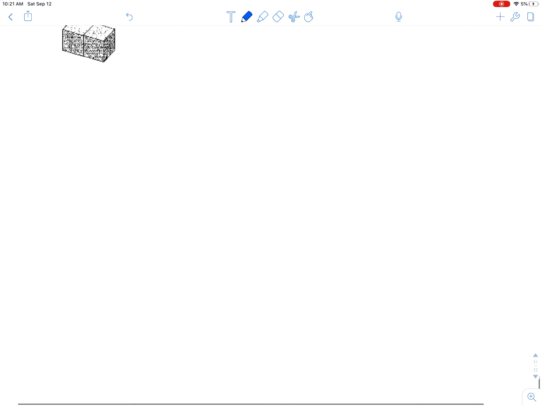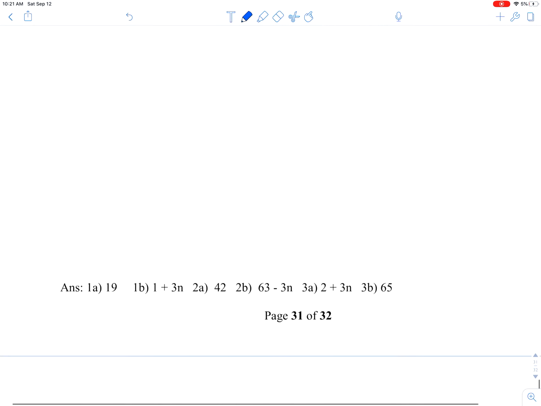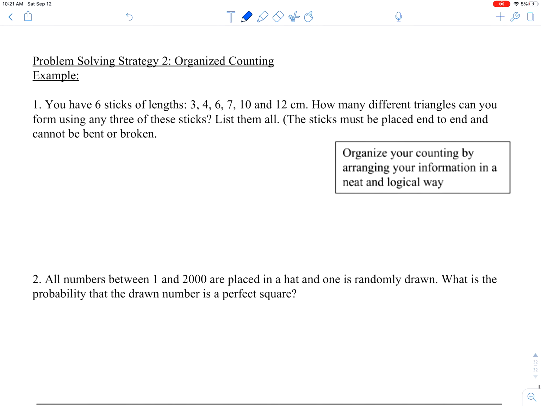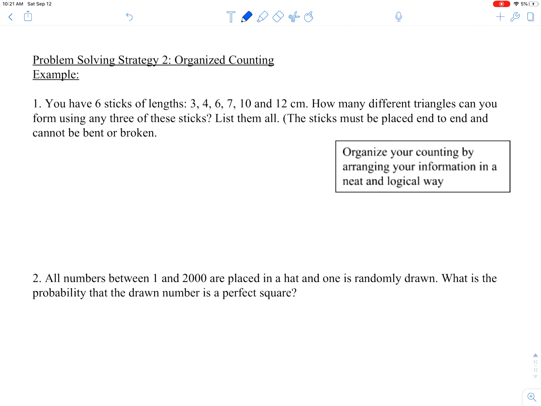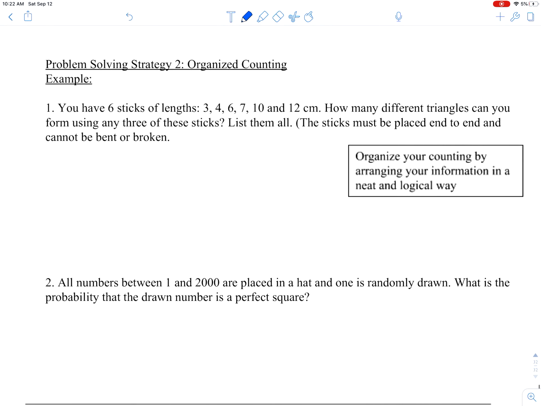And then we've got some classwork that we're going to work on together for this problem. But now I'm going to show you a little bit of organized counting. So if we have 6 sticks of lengths 3, 4, 6, 7, 10, and 12, how many different triangles can you form using any of these sticks? This one's actually a pretty tricky question if you just try and think without drawing pictures and start being organized counting.